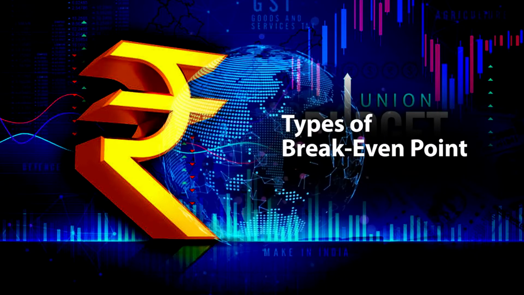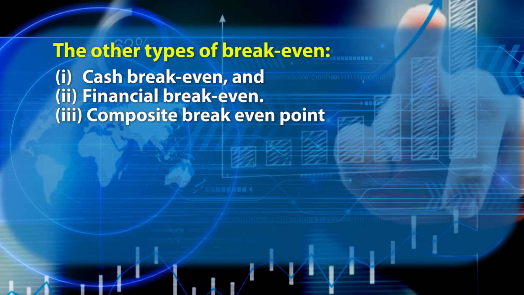Types of break-even point. In the last session, a simple type of break-even point based on cost and revenue, that is the profit and loss break-even in respect of sales, has been explained. In this session, we will discuss the other types of break-even, and they are cash break-even, composite break-even and financial break-even.